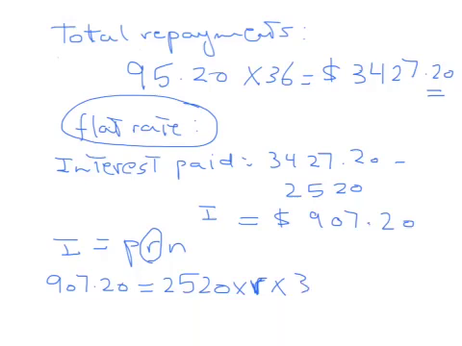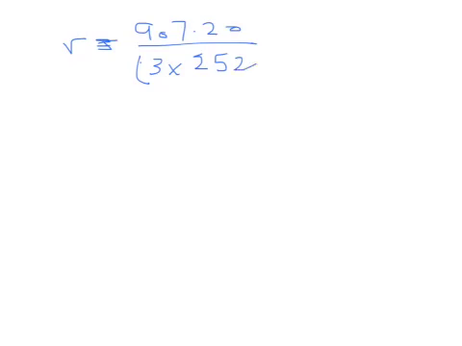This can be worked out through the knowledge of how to make R the subject, from the equations topic we've done earlier, and I will show you how to do this in the next slide. So continuing from the previous slide, R is equal to $907.20 divided by 3 times 2,520.